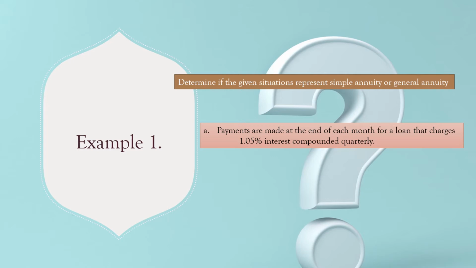So in here, the payments are made at the end of each month for a loan that charges 1.05% interest compounded quarterly. Since the payment interval, at the end of each month, is not equal to the compounding interval, which is quarterly, therefore this one is an example of general annuity.